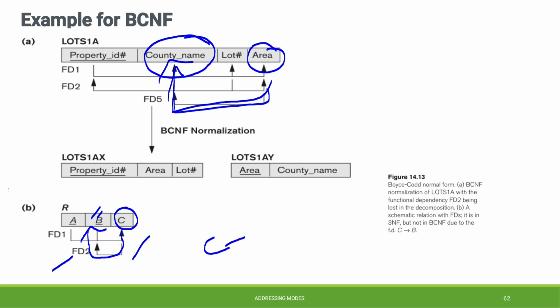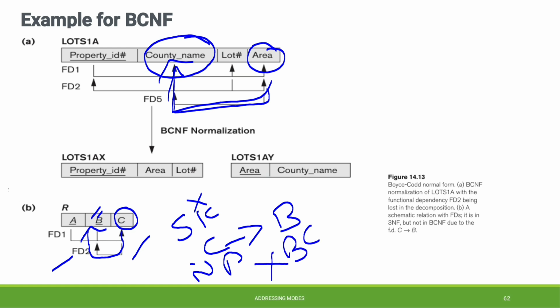C decides the value of B. C is non-prime, so it is not a super key. When the LHS is not a super key in any functional dependency, then that kind of relation cannot be in BCNF. Okay.